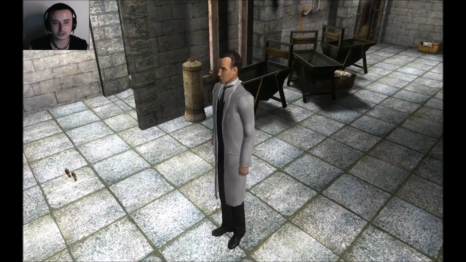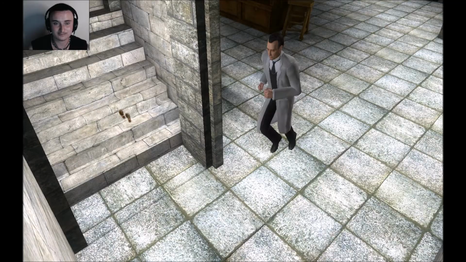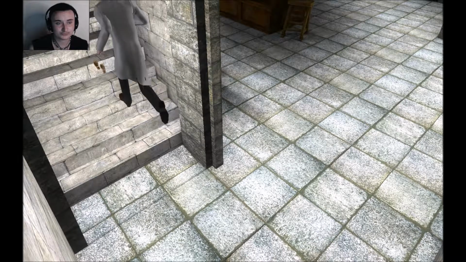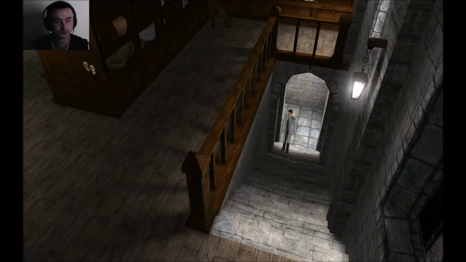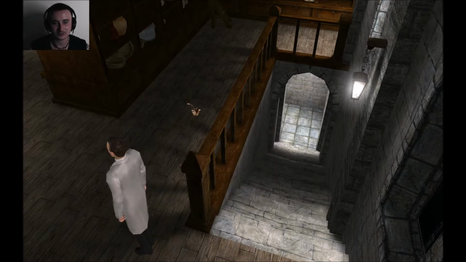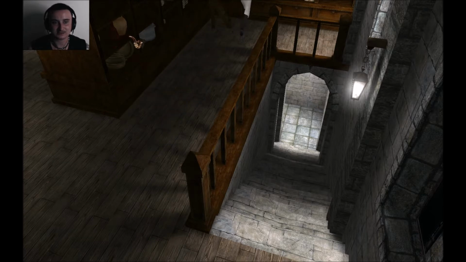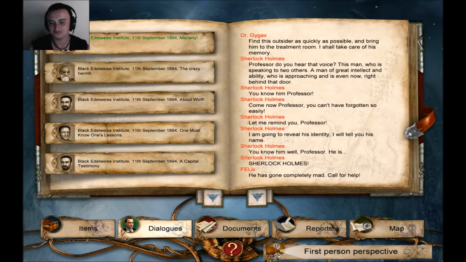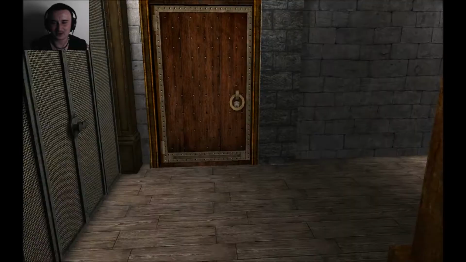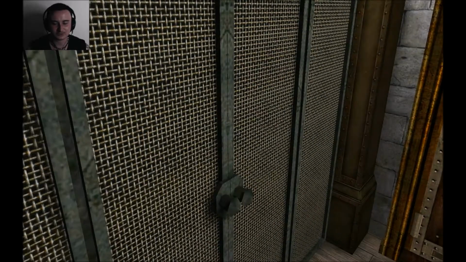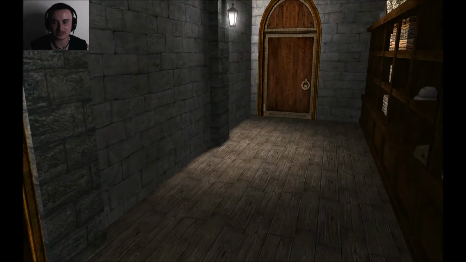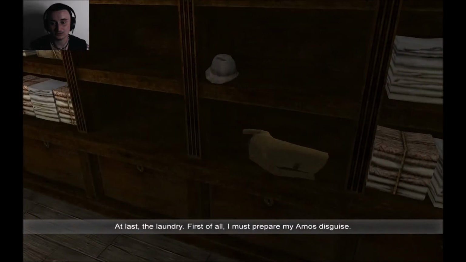I'm assuming it wants me to go upstairs and follow him. I do dislike this immensely. Hold on. We'll see if that works, because third-person view is atrocious to try to play in, at least with this game.